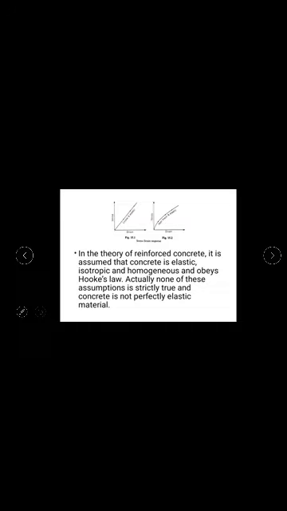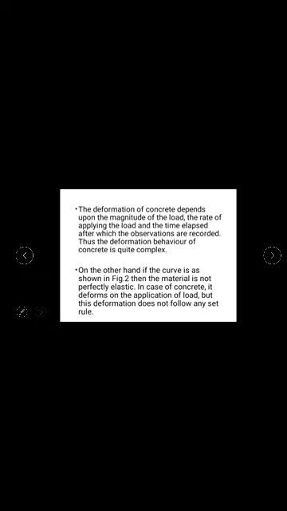So moving on, by the definition of elasticity, strain appears on the application of stress or force and disappears on the removal of stress. So if the stress strain curve is straight, then the material is said to be elastic. If it is not straight, then the material is not elastic, it is not perfectly elastic.